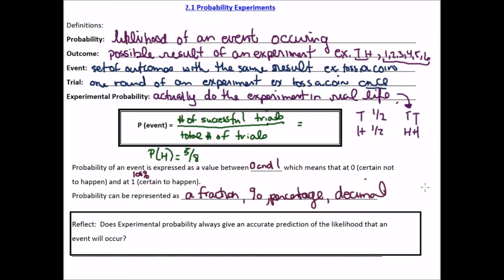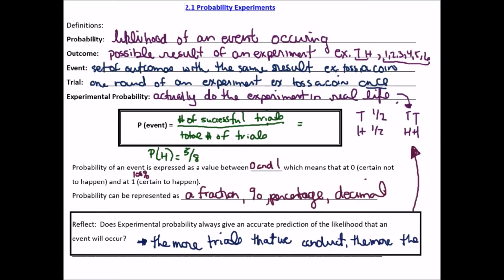Okay, so going back, let's do a little reflection. Going back to experimental probability, does experimental probability always give an accurate prediction that an event will occur? We are going to explore this a little more, and I'll give you a little pre-brief. The more trials, and remember, a trial is one round of the experiment, the more trials that we conduct, the more the experimental probability, which I'll write as EP, will tend to the actual probability, the theoretical probability, and we're going to get into theoretical probability as well.